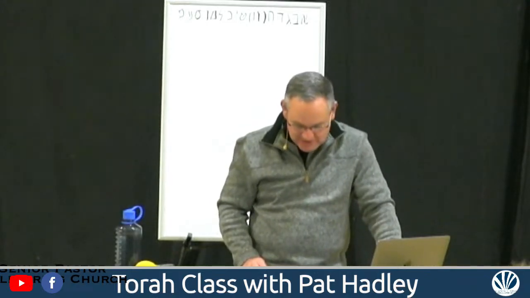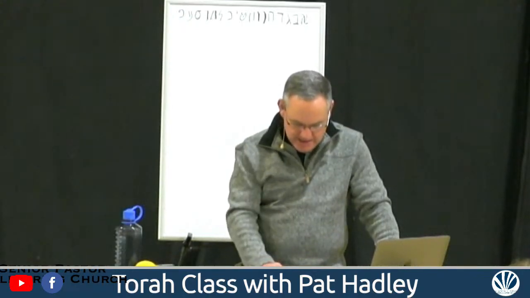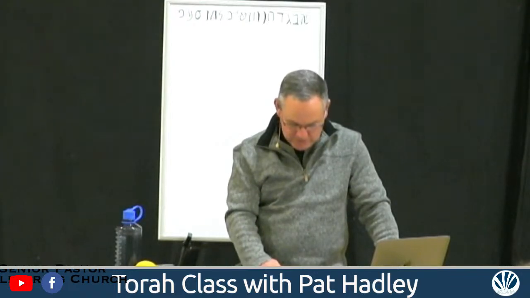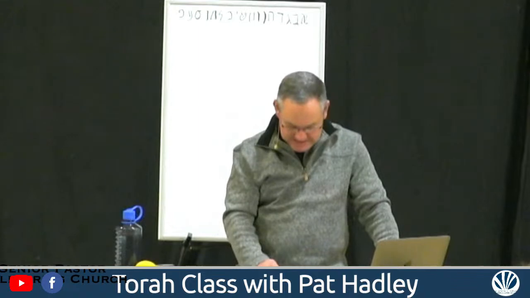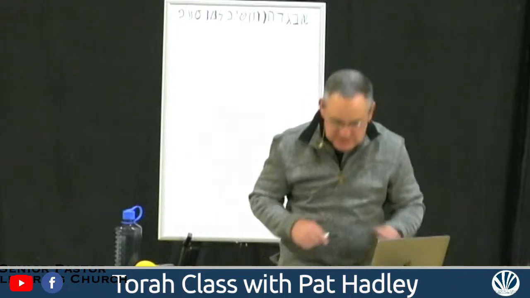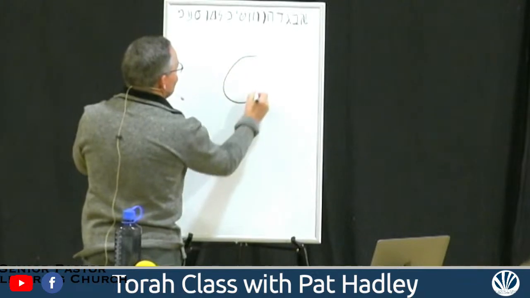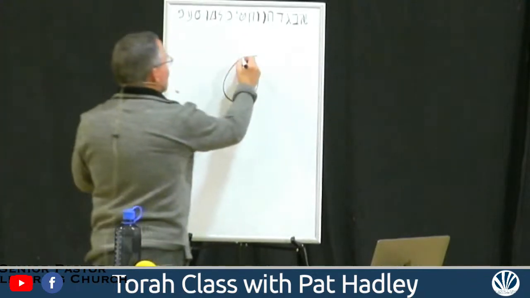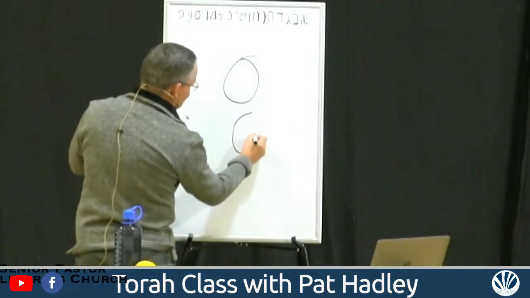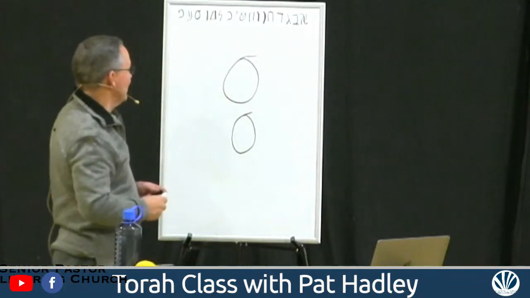Out loud all together. Aleph, Beit, Gimel, Dalet, Hey, Vav, Zayin, Het, Tet, Yod, Kaf, Lamed, Mem, Nun. Okay, all right, the next three letters. The first is that one right there that's almost like an O with a hook on the end of it.